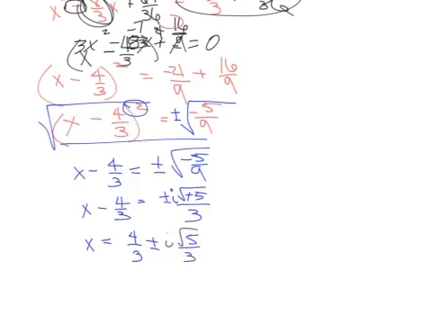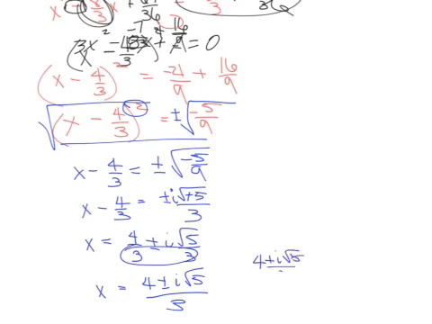They both have common denominators, so I can put that all over the 3. And I'm done. So you can write it as 4 plus i square root of 5 over 3, 4 minus i square root of 5 over 3. So we've got one with a minus and one with a plus.